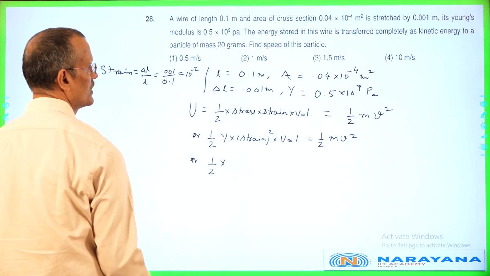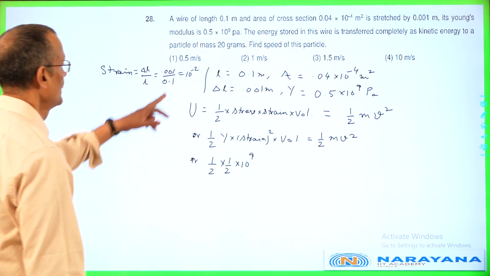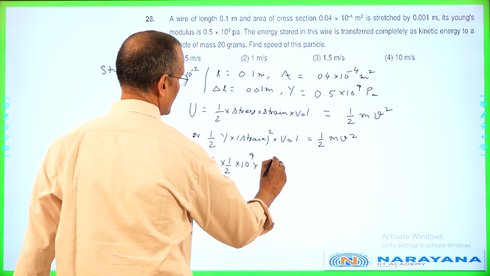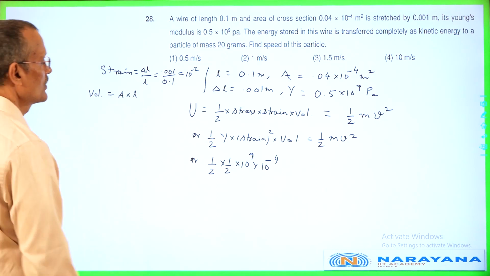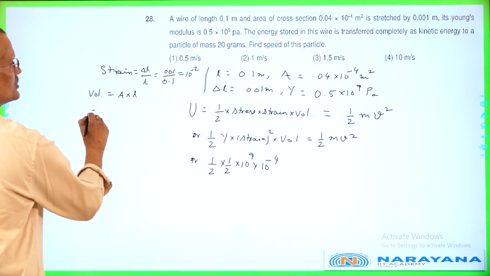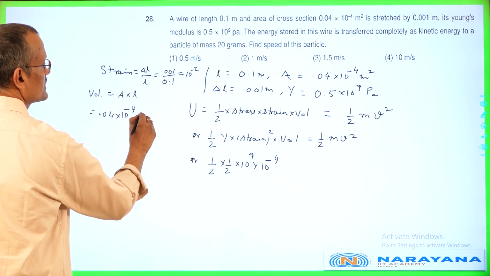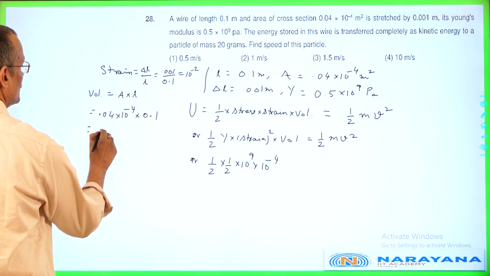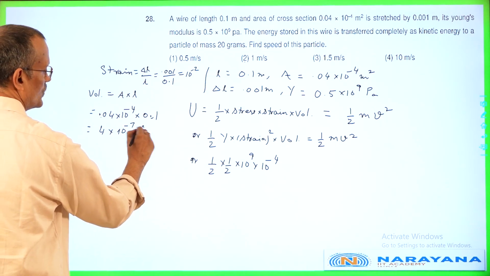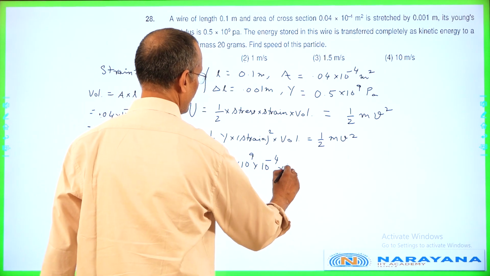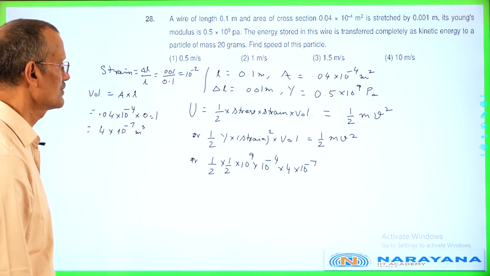Half Young's modulus, which is 0.5, meaning half into 10 to the power 9, into 10 to the power minus 4 for strain squared, into volume. Volume is cross-sectional area into length. Cross-sectional area is 0.04 into 10 to the power minus 4, and length is 0.1. So it will become 4 into 10 to the power minus 7 meter cube. So volume is 4 into 10 to the power minus 7. Based on the data they have given you, I am doing this.